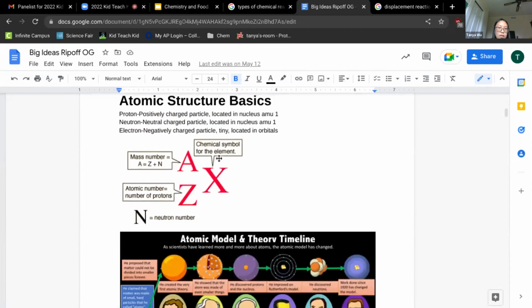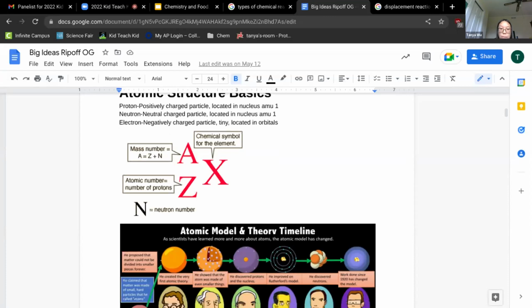Okay, this is important. So if you see an isotope in chemistry, it will most likely be shown in this format. The top number, that's A, that's the mass number. The mass number is the number of protons and the number of neutrons added together. Z is the atomic number, which is the number of protons, and X is the chemical symbol for the element. So if it's sodium, it'd be Na. If it's potassium, it'd be K, something like that.